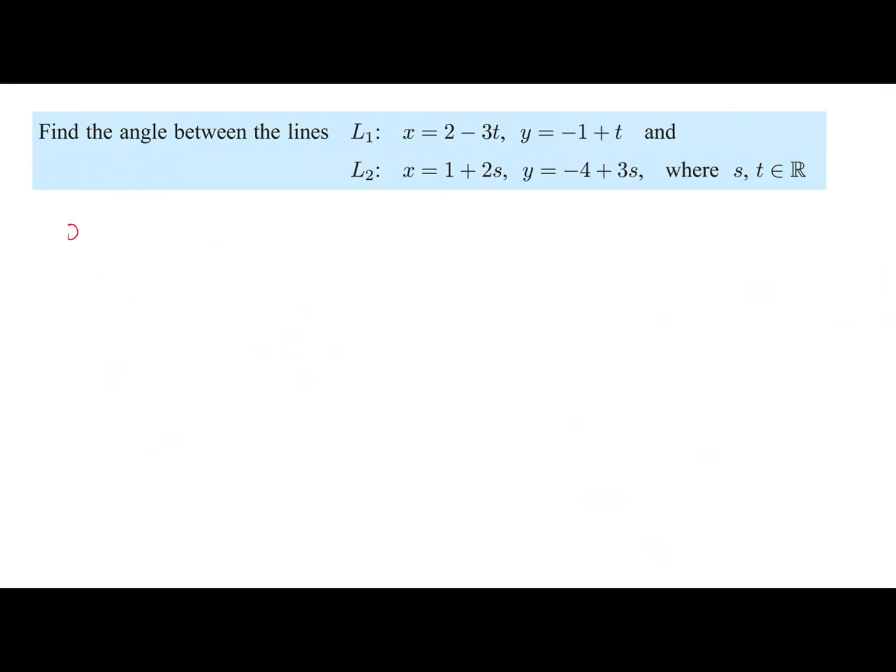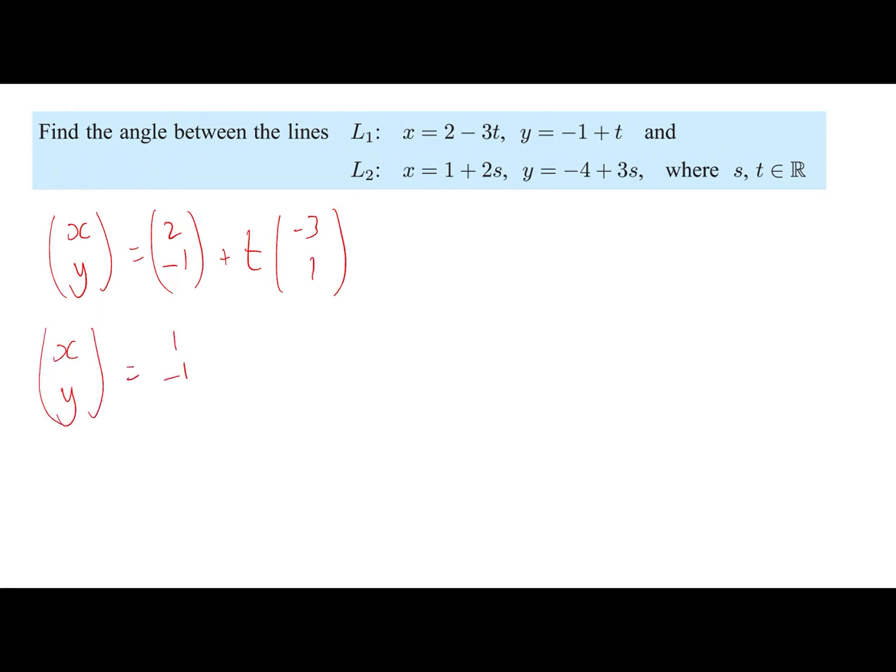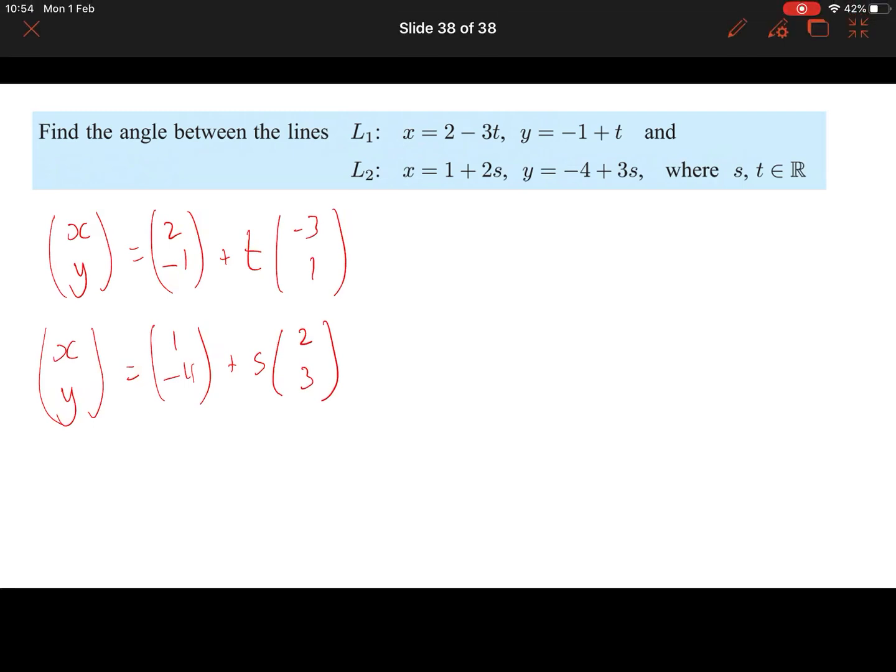Okay. I hope you've had a go at that. So hopefully you realise that these are actually only in 2 dimensions. You've only got x and y. So we could write this as x, y. Let's just do it in vector form to make that a little bit easier. It's going to be (2, -1) plus t times (-3, 1). Okay, that's going to be the vector equation of line 1. And line 2 is going to be (x, y) equal to (1, -4) plus s times (2, 3).